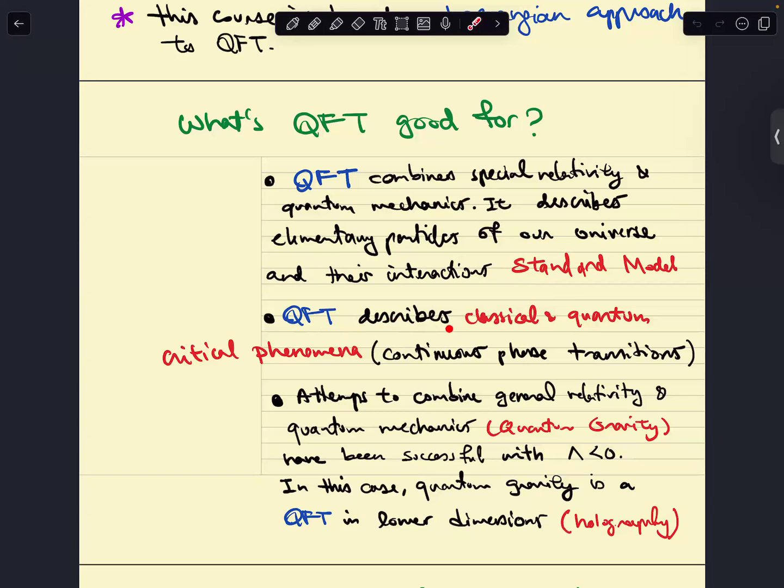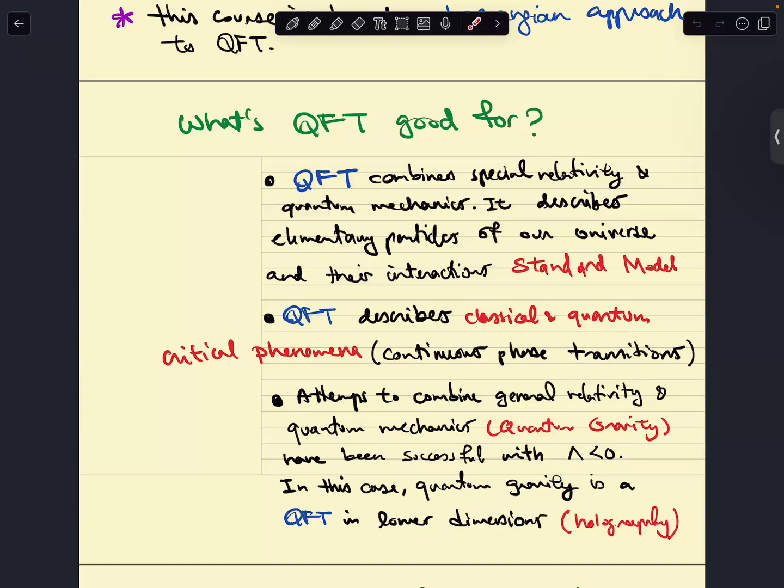Quantum field theory also describes classical and quantum critical phenomena, which is continuous phase transitions. How many of you know what I mean by critical phenomena? Are there any questions? Does everyone know what critical phenomena means? No. Could you elaborate? Okay.